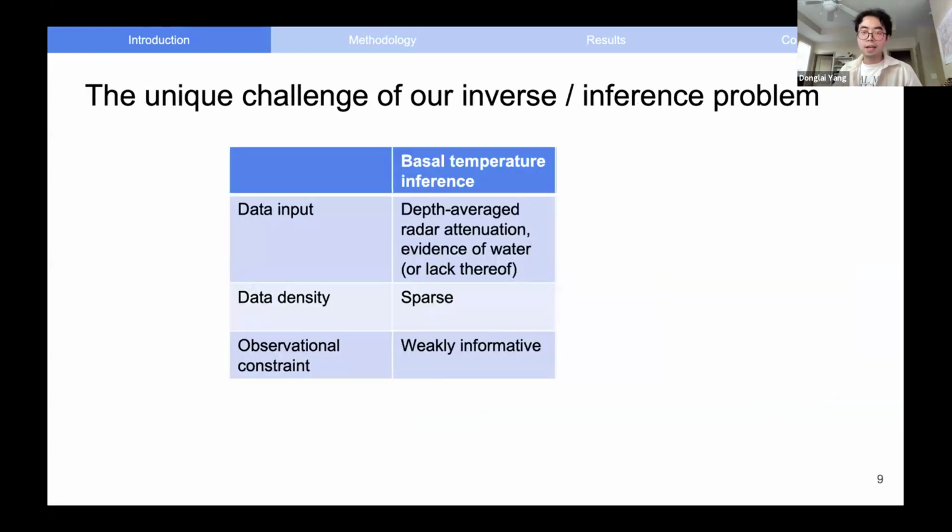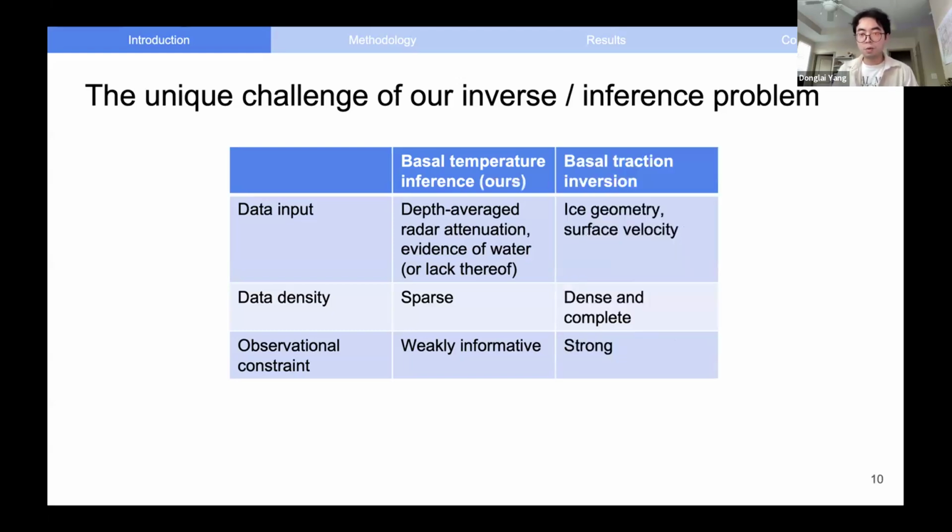Now, to put it on the table and summarize, we have a pretty dire problem at hand. We have sparse data, and the observation constraint is pretty weak. They're informative, but they're not strong. To better contextualize this problem, I'd like to bring in a more classical inverse inference problem in glaciology, which is to infer the basal traction or sliding law coefficients.